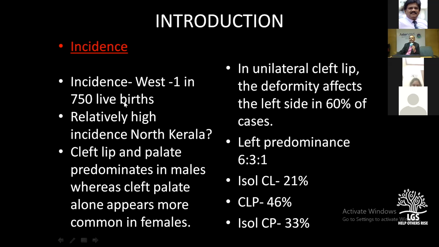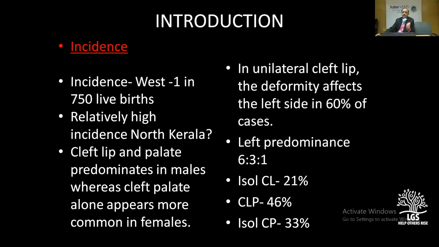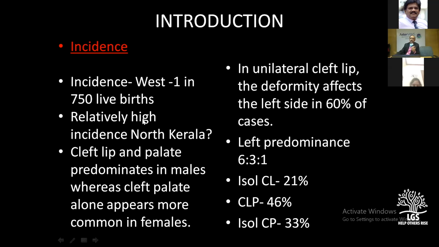In the West, the incidence is about 1 in 750. That means if there are 750 live healthy children being born, one of them would have a cleft. In our part of the world, the incidence is around 1 in 350 to 400. That means the incidence is almost double. And in the southern parts of the country, I don't know why, it's supposed to be extremely high. The reason behind that is not entirely clear, but there have been, as usual, various postulations.